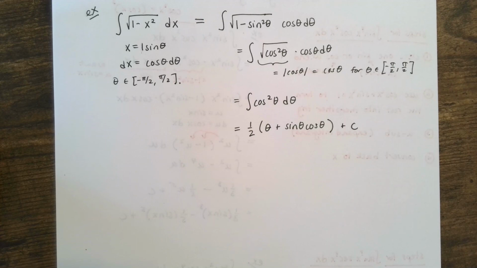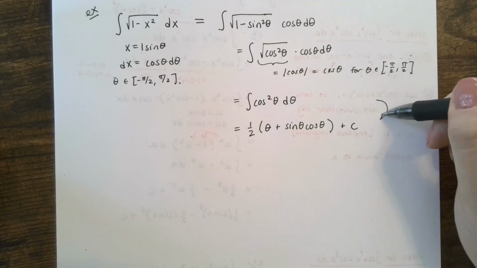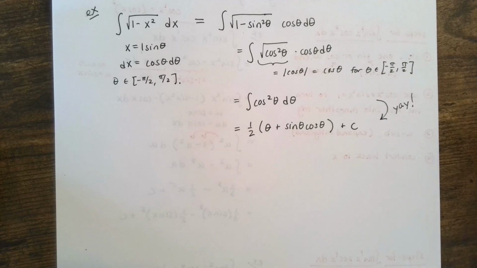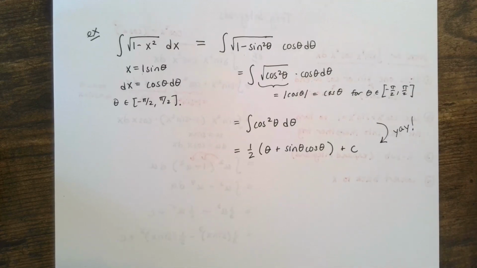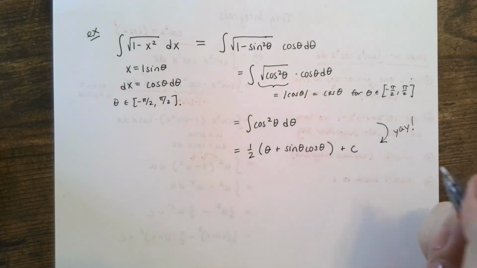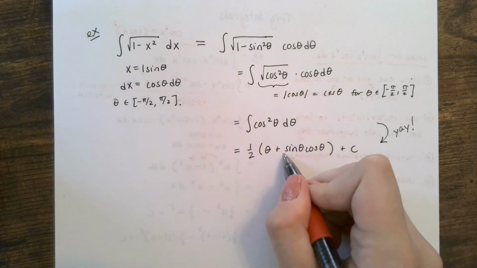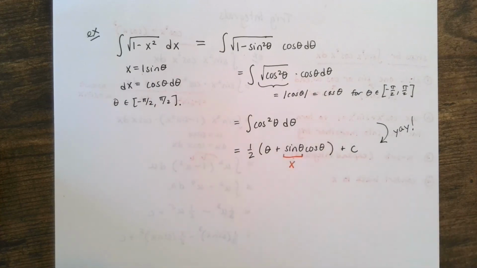All right, and now we've actually integrated, right? This step right here, that was actually the goal. This is what we're trying to do, is integrate. So our last step is to switch back into x's. And we know that x equals sine theta, right? So right here, we say, okay, that's definitely x.